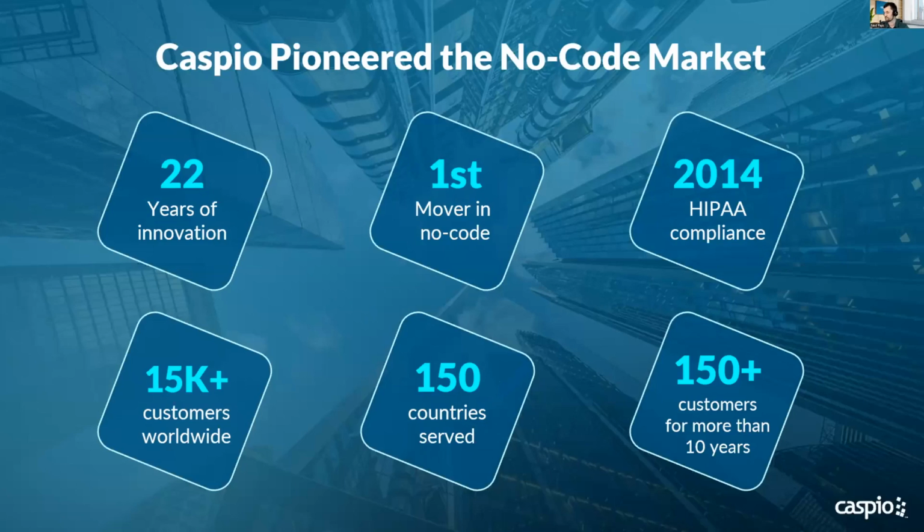A little bit about Caspio before we start going into actual applications. Caspio has been around for 22 years. We've been innovating in this space. We were first mover in no code. And when it comes to healthcare, we've been HIPAA compliant since 2014. We have over 15,000 customers worldwide, in about 150 countries, and over 150 of those customers have been with us for more than 10 years.